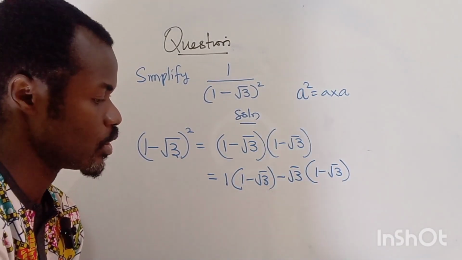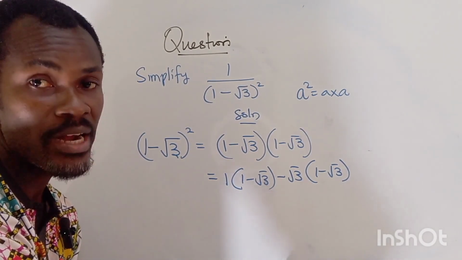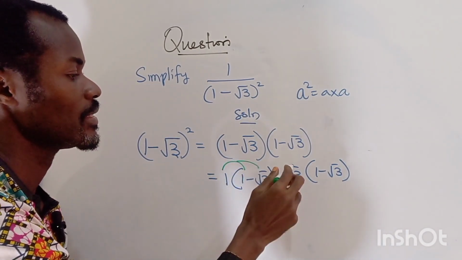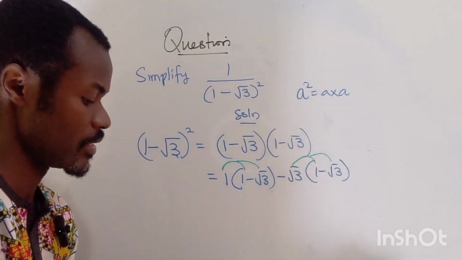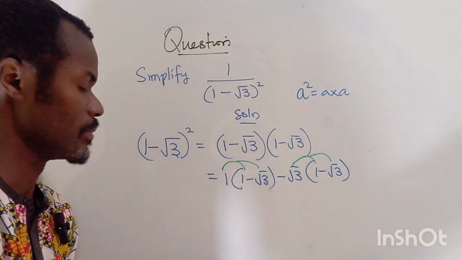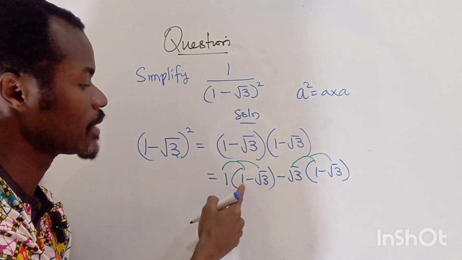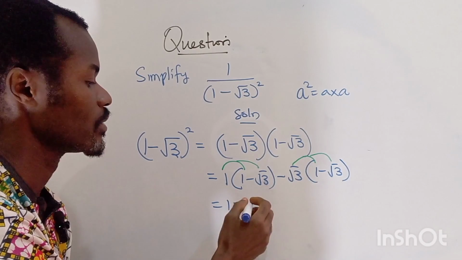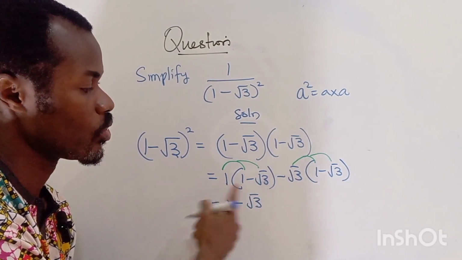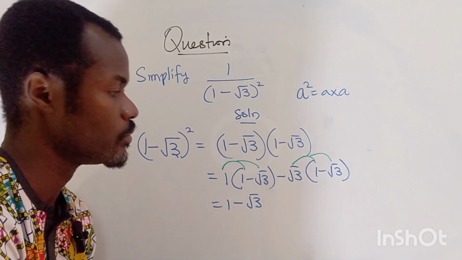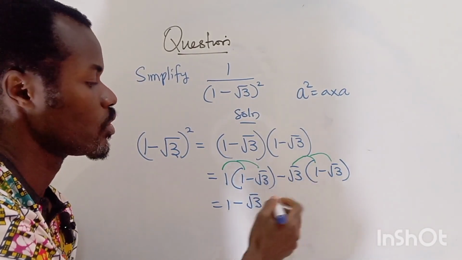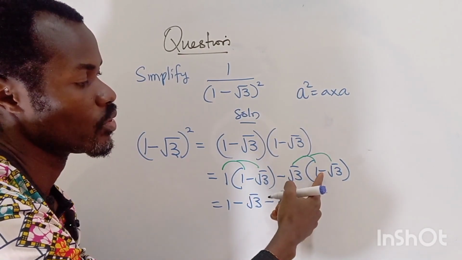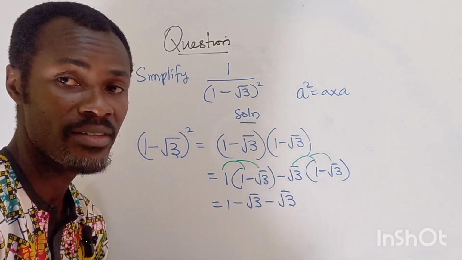Now from this step, we can open the brackets. So 1 is going to multiply this, and this is going to multiply this and this. Alright, so let's open the brackets. So 1 times 1 is what? 1. 1 times minus root 3 is minus root 3, because 1 times whatever value gives that value. Now, minus root 3 times 1 is still minus root 3. Now, minus root 3 times minus root 3, what would that give us?